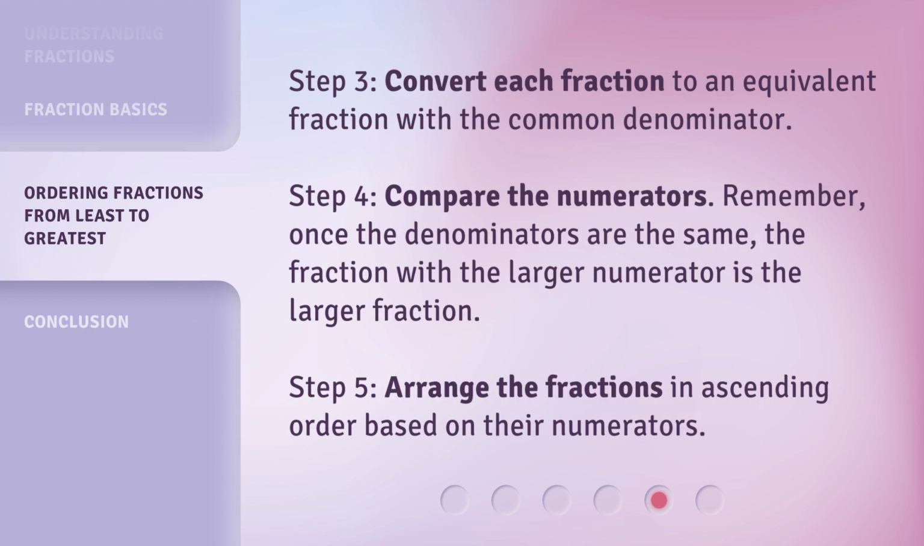Step 3. Convert each fraction to an equivalent fraction with the common denominator. Step 4. Compare the numerators. Remember, once the denominators are the same, the fraction with the larger numerator is the larger fraction. Step 5. Arrange the fractions in ascending order based on their numerators.